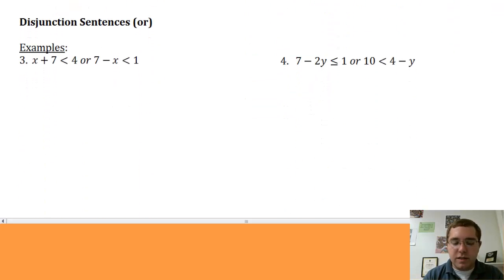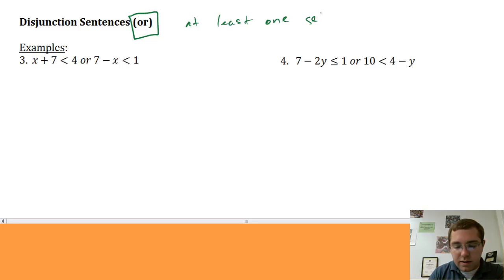So we have conjunction sentences and we have disjunction sentences. Disjunction means they don't have to overlap. Okay, we'll take one set of numbers or we'll take another set of numbers. And we don't care. They don't have to satisfy both. So these are "or" compound inequalities, which means we'll take at least one, let's say at least one sentence must be true.